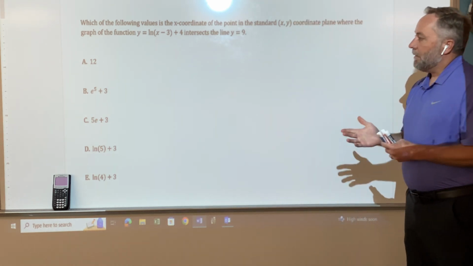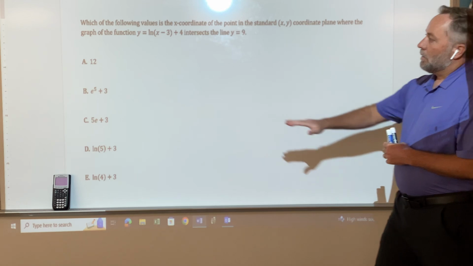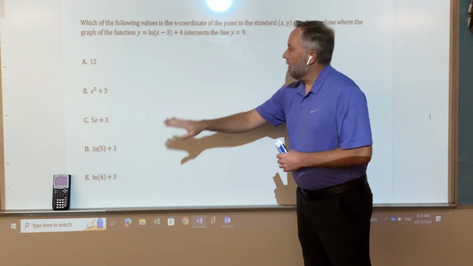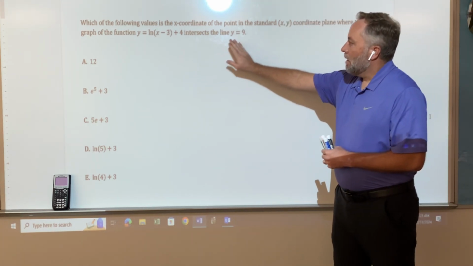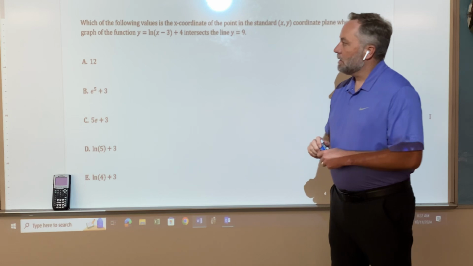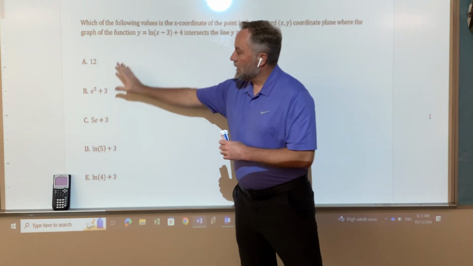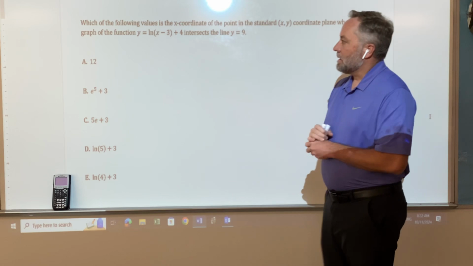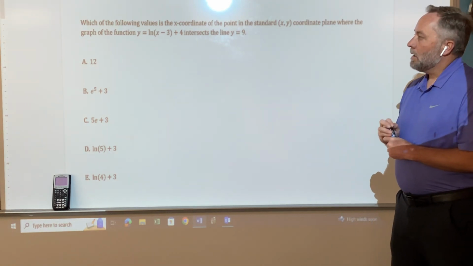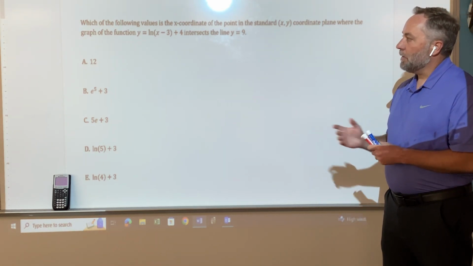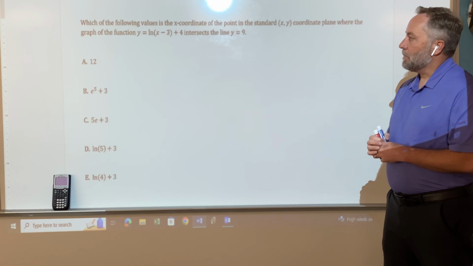So we have a few options. You could graph this on a graphing calculator, see where those points intersect, and then determine which one of these values corresponds to that point. There's a few different ways we could do this algebraically as well.